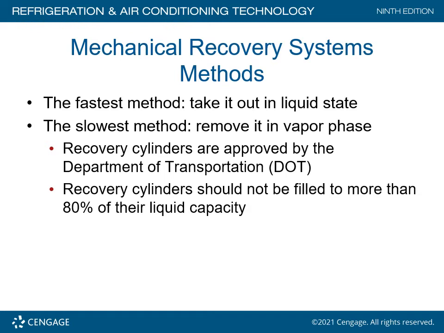Mechanical recovery system methods. The fastest method takes it out in liquid state. You want to recover quickly, so take it out in a liquid state. The problem is active recovery machines are somewhat limited in pumping out liquid. They are more or less designed to pump out a vapor-liquid mixture, depending on the manufacturer. The slowest method is to remove it in a vapor phase.